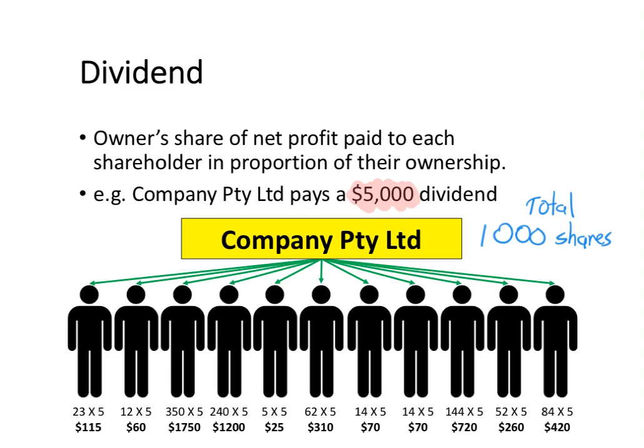So given they've got 1,000 shares and they're paying a dividend of $5,000, their dividend is going to be $5 per share. So each shareholder is going to receive a dividend equal to the number of shares they own times $5. So you as an owner of 62 shares is going to receive 62 times $5, which is $310. So when that dividend gets paid, your share of the dividend is $310, and that's paid in proportion to the number of shares you own.